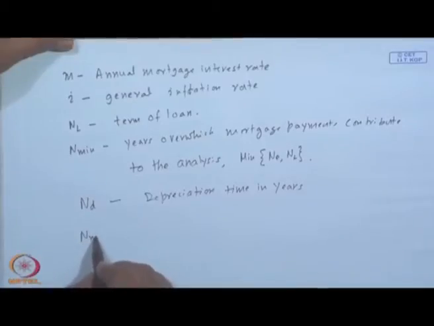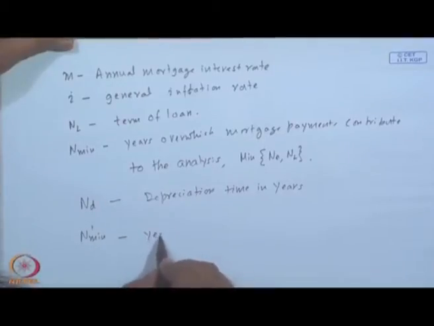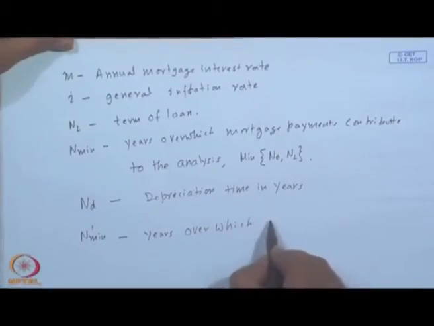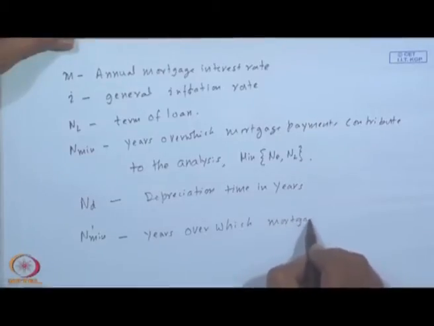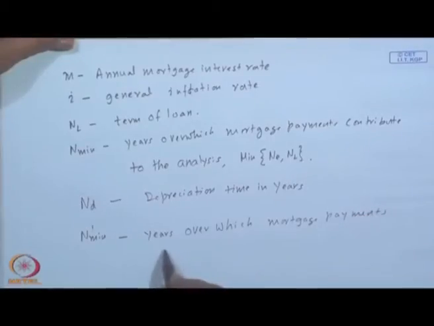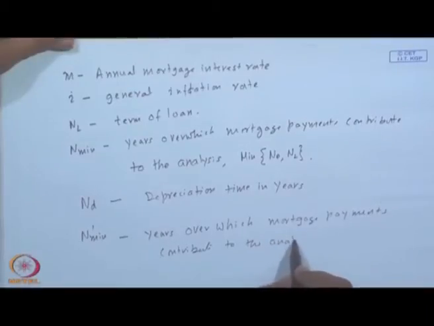Then you also have a n min dashed, right? Yes, that is the last but one term in the previous expression. Years over which mortgage payments contribute to the analysis.